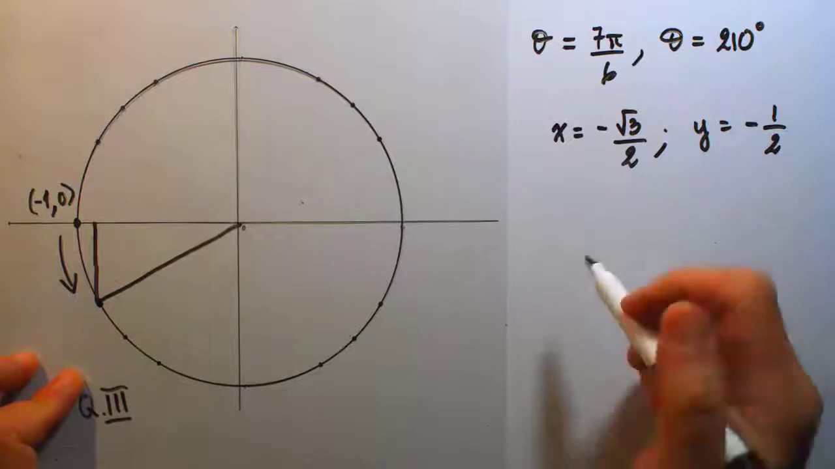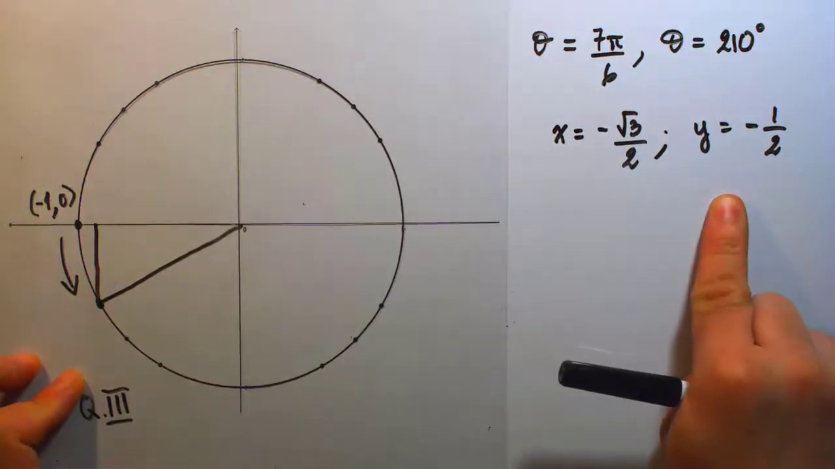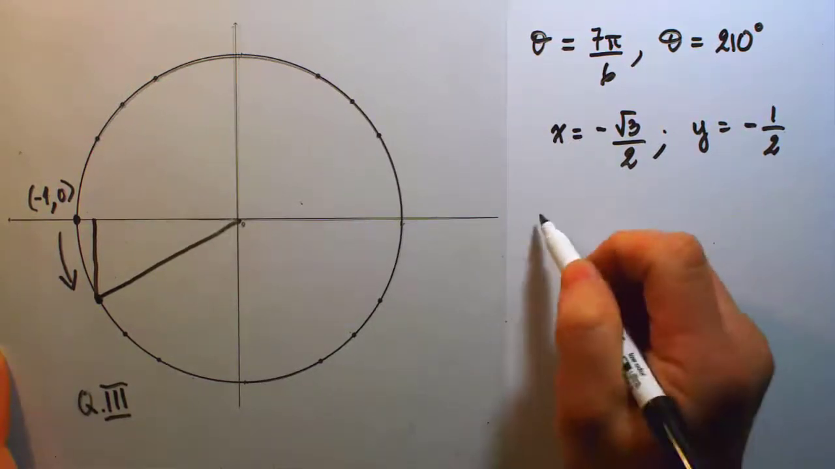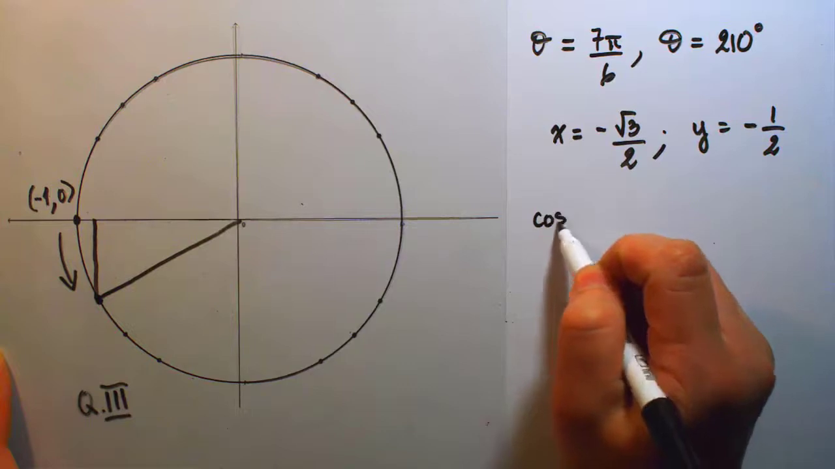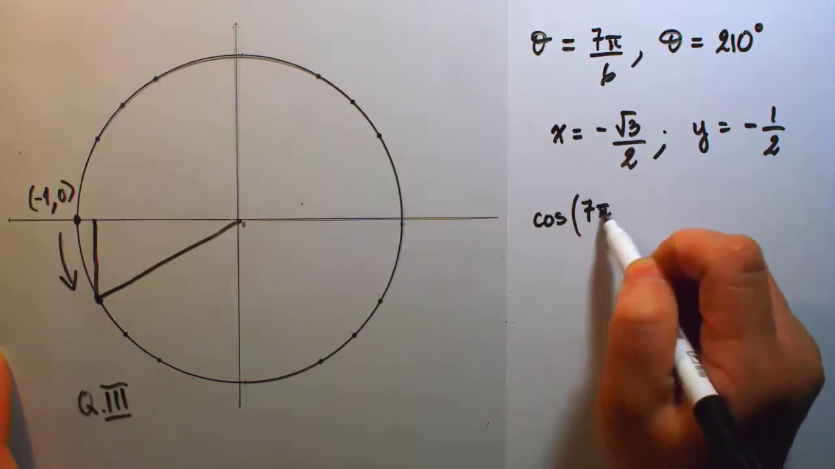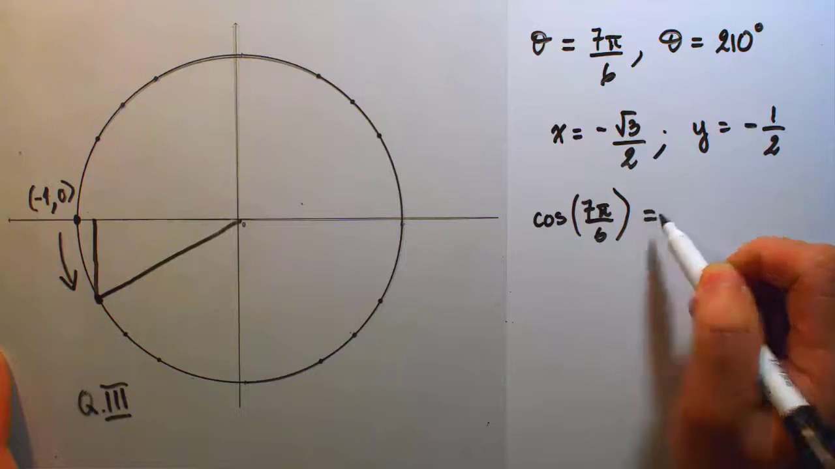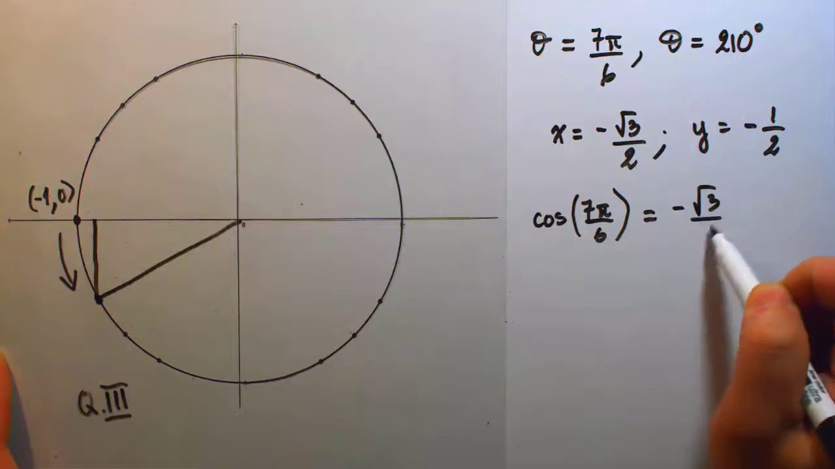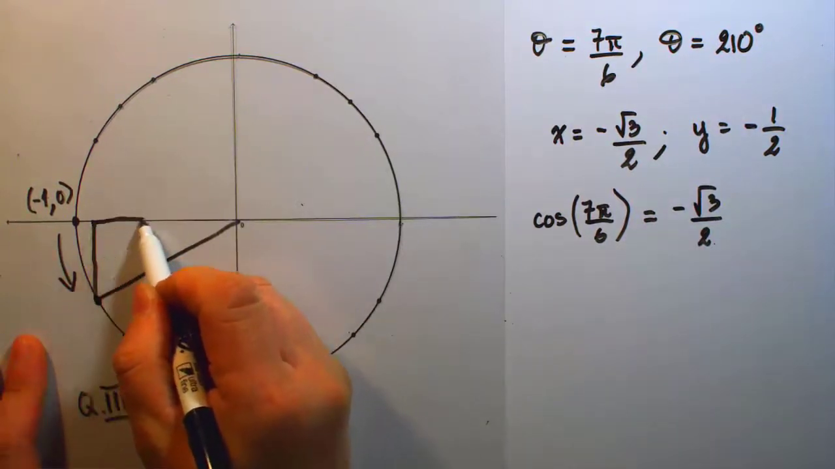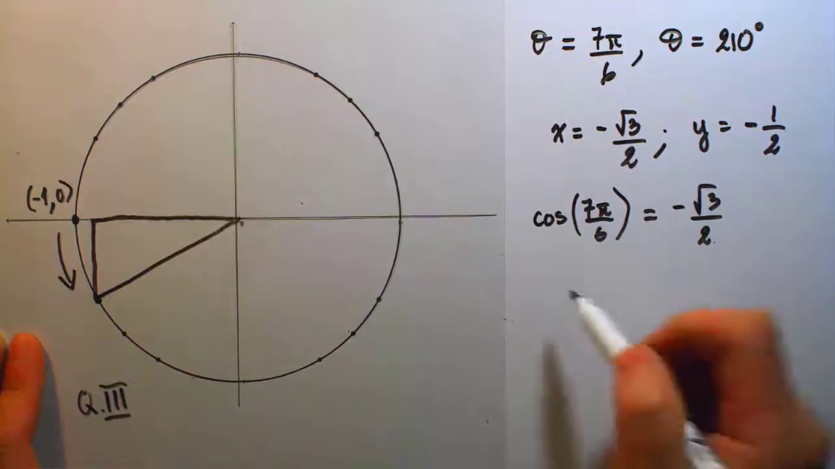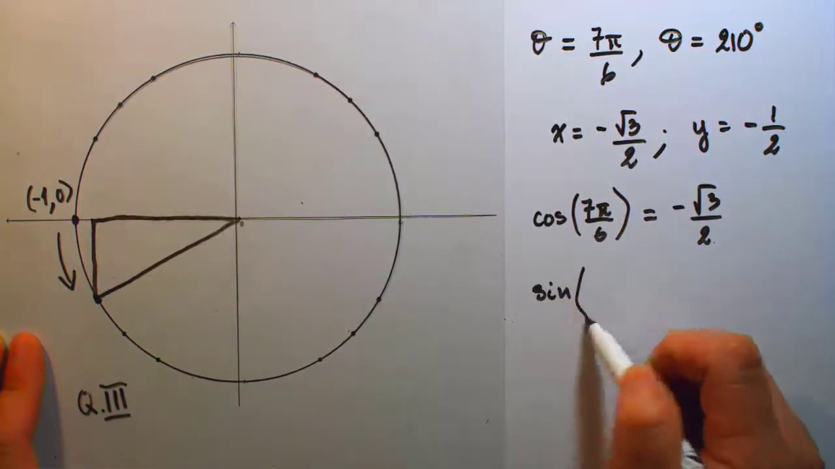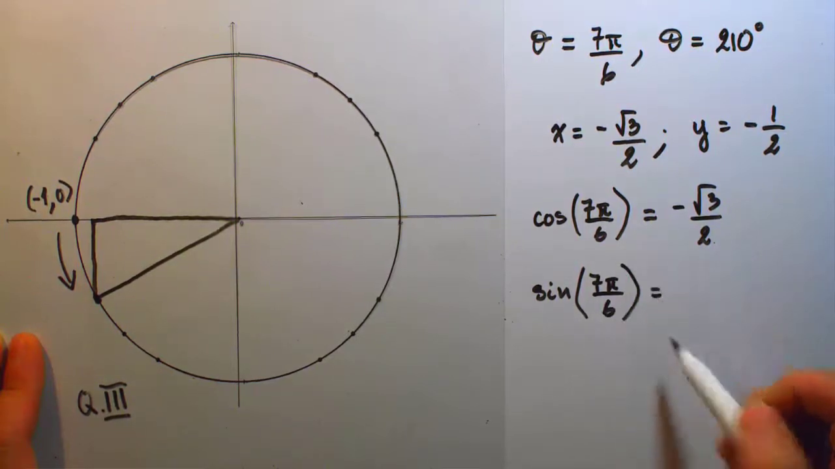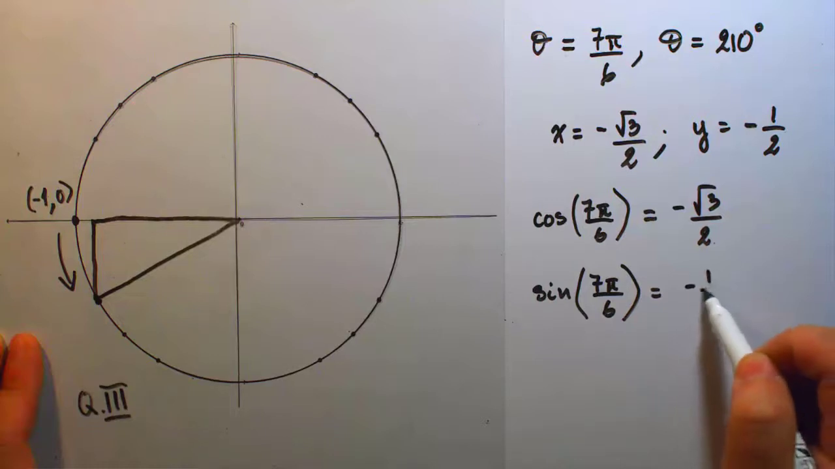Briefly reasoning through all that, the argument can be made similar to how we've seen in the earlier videos. Here, cosine of 7 pi over 6 now equals -√3 over 2 for that little length right there, and the sine value of 7 pi over 6 equals -1/2.